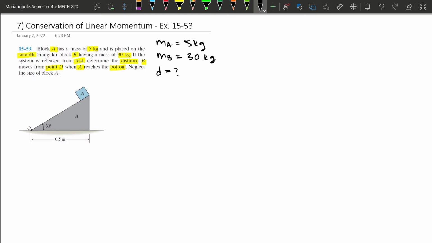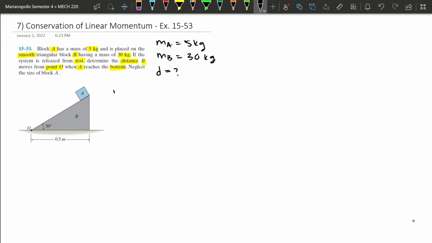Since we have no outside forces, we know that momentum is conserved, right? And linear momentum is conserved. And how do I know that I have to use momentum in this problem? It's because as block A slides down to the left, it's going to push block B to the right, right? And I think we all can intuitively understand that. So let's get started with the analysis.